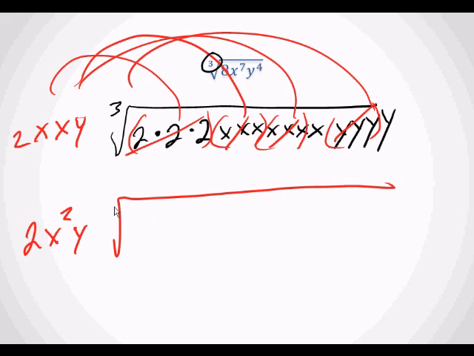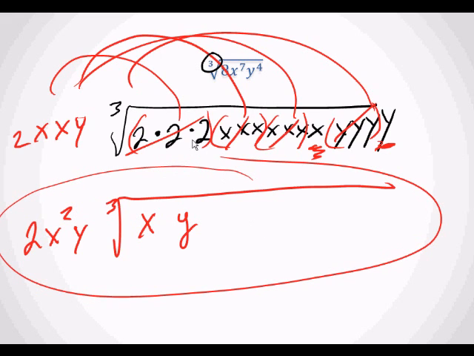a y pops out. So on the outside, I have 2x squared, 2 x's, and 1 y. Don't forget, you still have the third root you're dealing with. On the inside, I have an x left over, and I have a y left over. Do you see? You need 3 of the same items for it to pop out. If not, it stays in. And this is my answer.